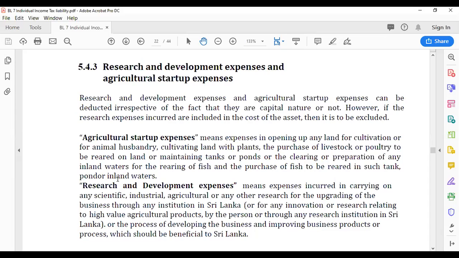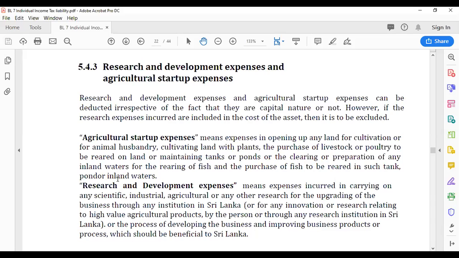Right. Now we'll discuss the meaning. First, agricultural startup expenses mean expenses in opening up any land for cultivation or for any animal husbandry, cultivating land with plants, the purchase of livestock or poultry to be reared on the land, or maintaining tanks or ponds, or the clearing or preparation of any inland waters for the rearing of fish, and the purchase of fish to be reared in such a tank or pond or inland water, right?